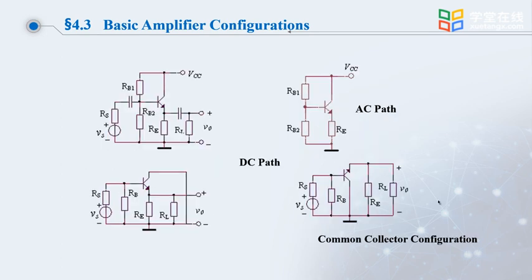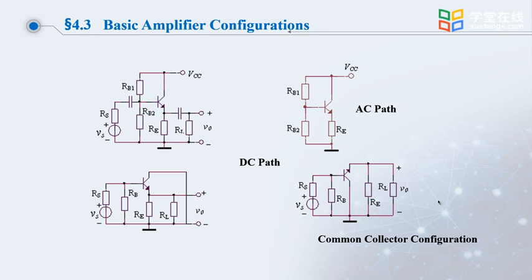Let's look at the common collector configuration. For the actual circuit of the common collector configuration, we draw the DC path and the AC path. The DC path is relatively simple: disconnect the capacitor, and we can get its DC path. For its AC path, we see the capacitor as a short circuit. The collector is directly connected to the ground. Arranging the circuit, we get the following AC path. It can be seen in the circuit that its collector is a part of the input circuit and is also a part of the output circuit. So, it is a common collector configuration.